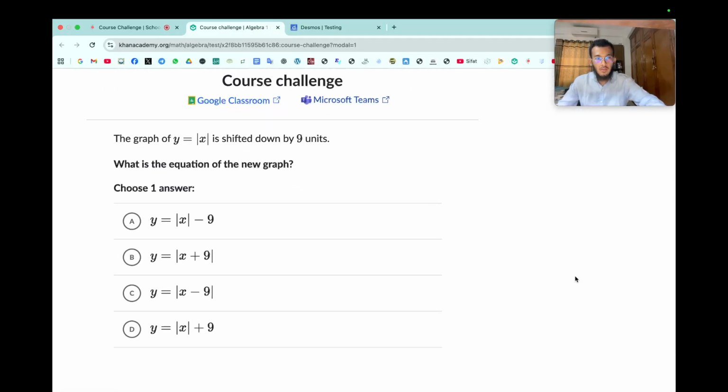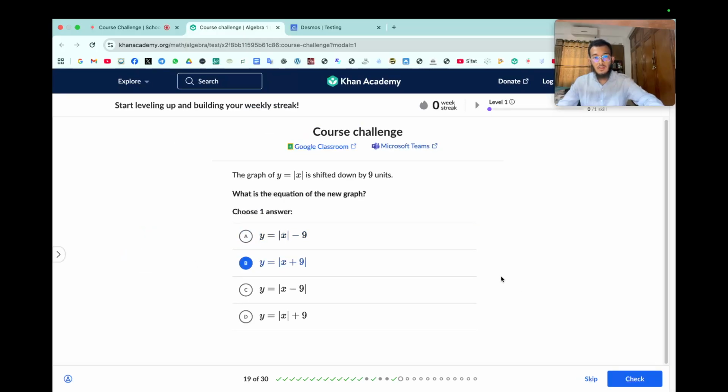Okay, the graph of y equals minus x shifted down by 9 units, so -9. This means that it is shifted right side, and this represents shifting up side. Yeah, up by 9 units, and this means right, this means left. So the new graph would be this thing, shifted down by 9 units.